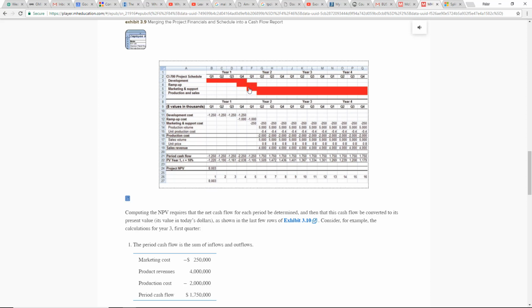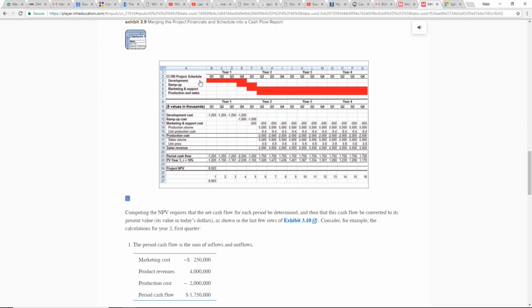The nature of these problems is we actually create a little graphical representation of the schedule, the phases that are going to take place. The example in the chapter says we have a development phase, a ramp up phase, a marketing and support phase, and then production and sales. Generally, production is going to equal sales. In a rough cut as to how the project's going to go, you're going to build exactly what you're going to sell. That's good enough when you're doing a base case or straw man.